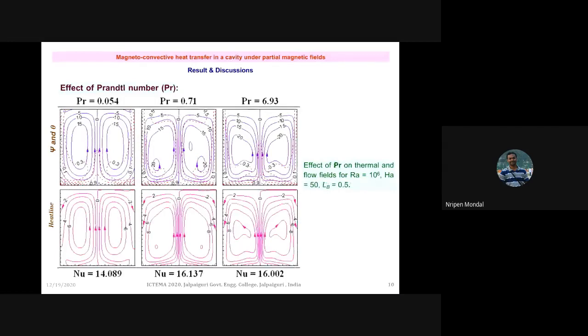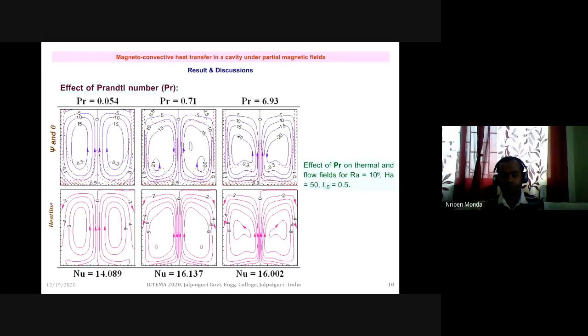Now we can see that for different working fluids, the flow field as well as the energy field varies significantly. When the Prandtl number is low, we can see streamlines are stretched vertically and heat line contours are also stretched vertically. But with the increase in the Prandtl number, we can see the heat line contours as well as streamline contours are distorted, and we can see the average Nusselt number increases. That is very clear. As the Prandtl number increases, its thermal conductivity increases. So with this, the convection mechanism becomes stronger, and that's why heat transfer is more.